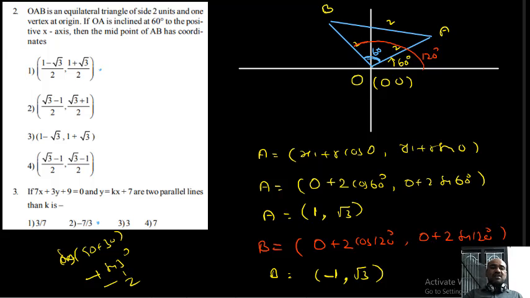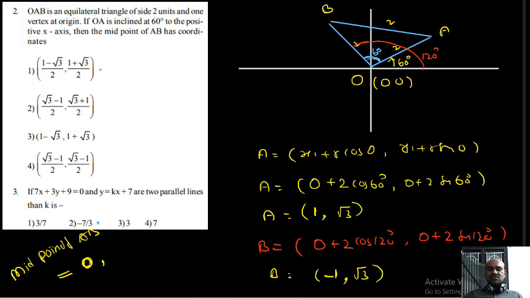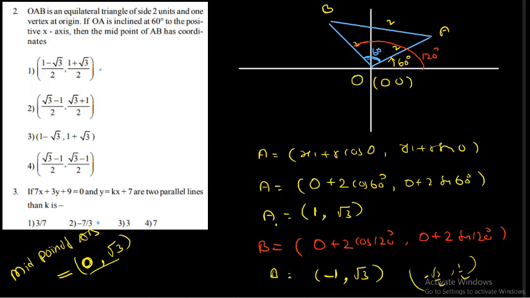So this is B. So what is he asking? What are the coordinates of the midpoint of AB? We have got A and B, so directly you can find the midpoint of AB. The midpoint of AB equals 1 minus 1, the addition of these two, 0 by 2, which is 0, and next root 3. So the coordinates are 0 comma root 3. Okay students, my answer is 0 comma root 3, but no option is given.